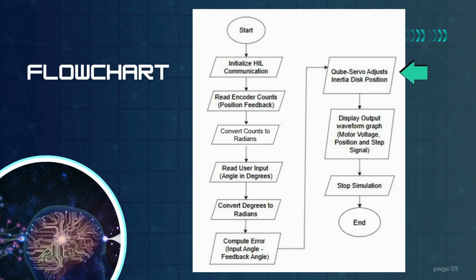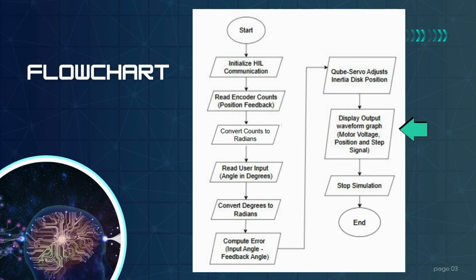The motor adjusts its position gradually based on the feedback it receives. As the disk rotates, the encoder constantly updates the current position. This adjustment continues in real time until the disk reaches the target angle and the error approaches zero.